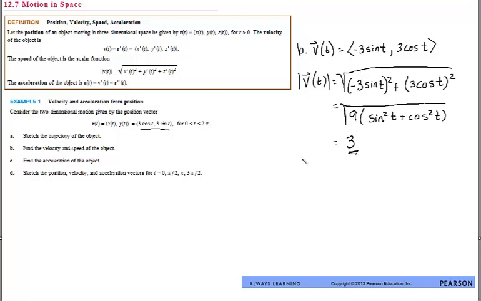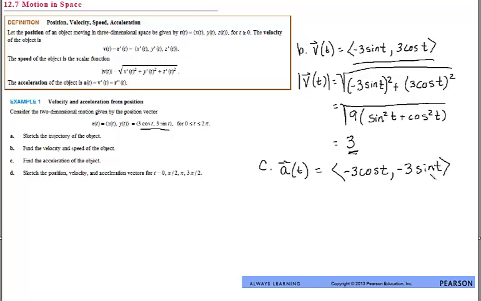So there's our speed. Our acceleration vector is the derivative of our velocity vector. So I'm taking the derivative of this right up here, so that would be negative 3 cosine t, and then the derivative of our 3 cosine t would be negative 3 sine t.